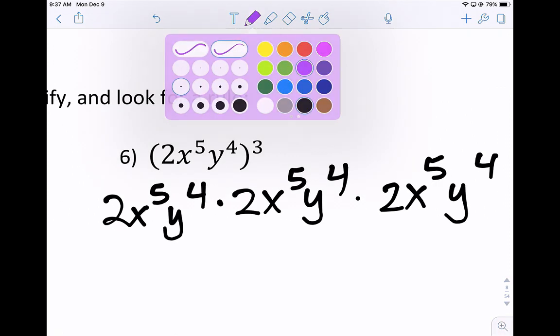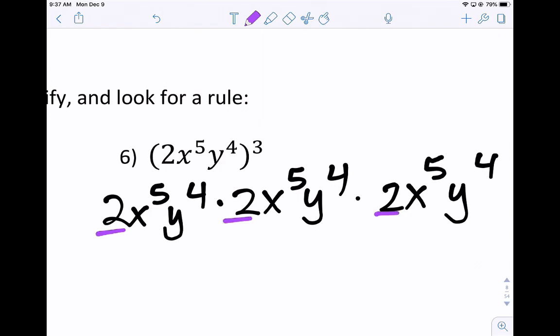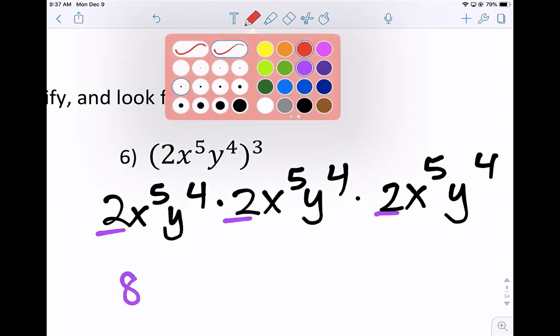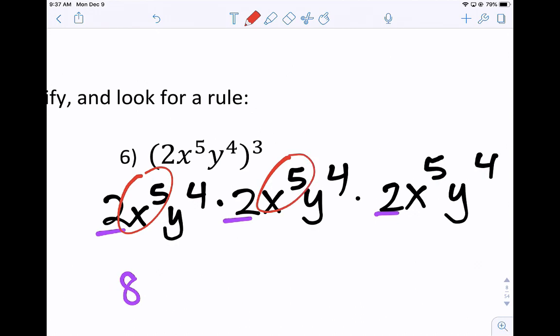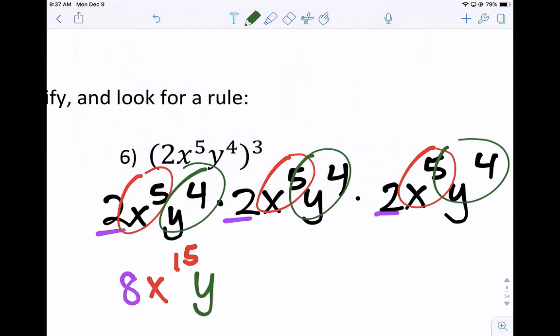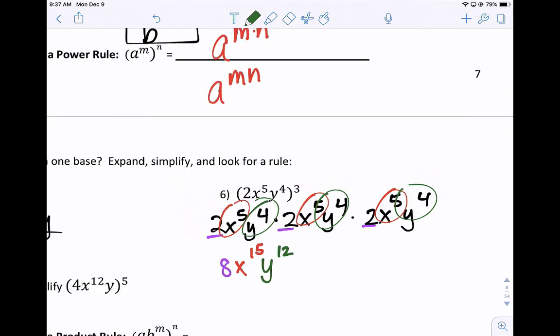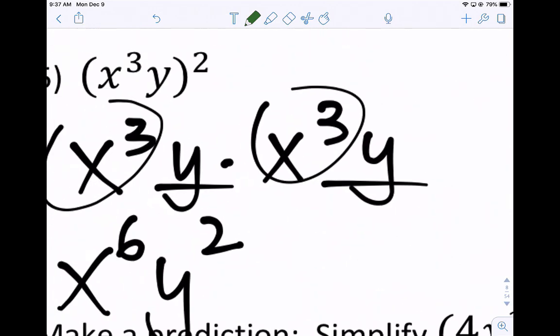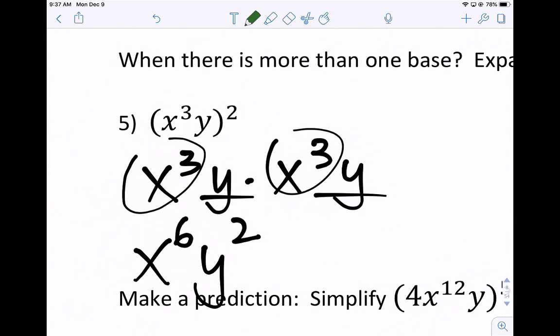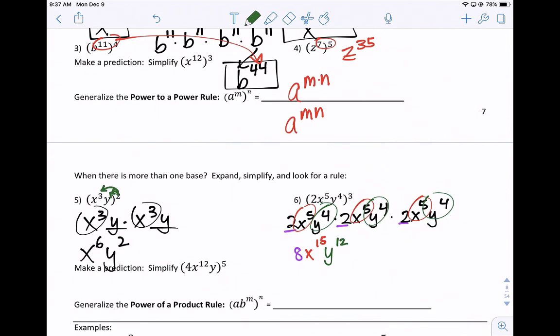All right, so here we're going to multiply. 2 times 2 times 2 is 8. If you have x to the 5th, x to the 5th, x to the 5th, that's x to the 5, 10, 15th power. And if you have y to the 4th, y to the 4th, y to the 4th, that's y to the 12th. And so the rule here is, if you have this exponent, you multiply, but you're going to have to distribute to both of the exponents, or to all of the exponents.